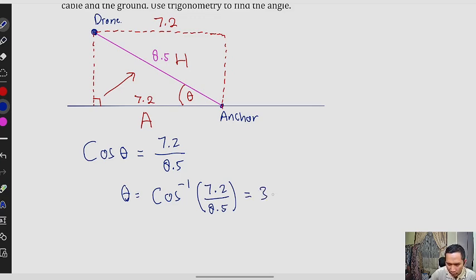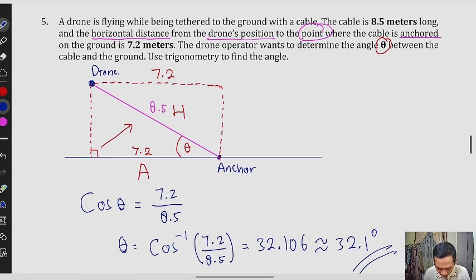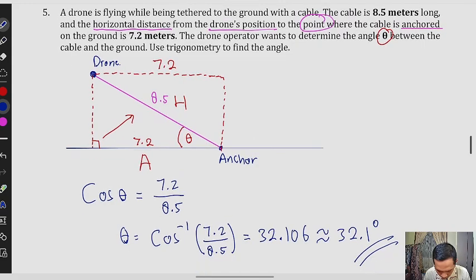Let the calculator work. So we have 32.106. Round it again, everyone, to the significant figure. We have 32.1 degrees. Okay, so that is the theta. That's for number 5. Let's move on to question number 6.